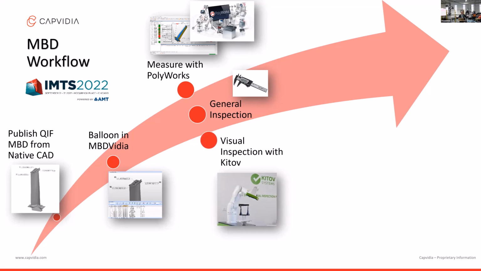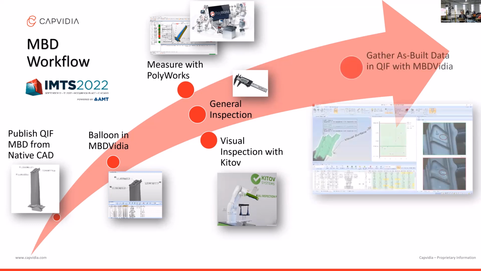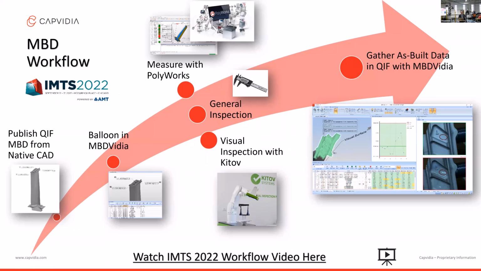So it split up there, but then the results from all three of these different inspection areas were gathered back into the original QIF file, so that we had all of the results from the various areas stored into that single source of truth. And again, if you want to see that video, check out these slides later.